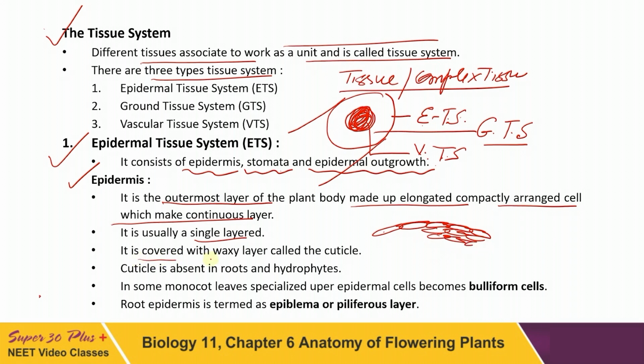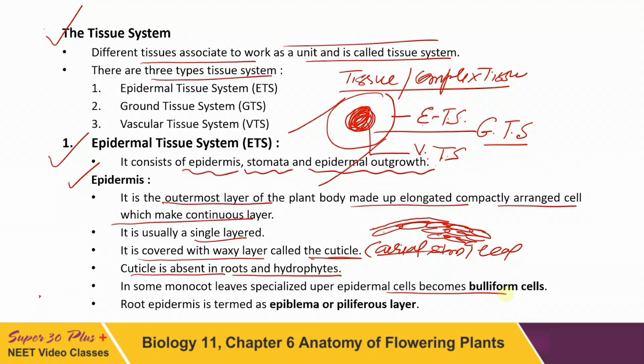In some cases it is covered with a waxy coating on the outer side, known as cuticle, especially the aerial parts of the plant like the stem and the leaf. But in the case of root the cuticle is absent, and also in hydrophytes. Is it right? In some monocot leaves, specialized epidermal cells have become bulliform.